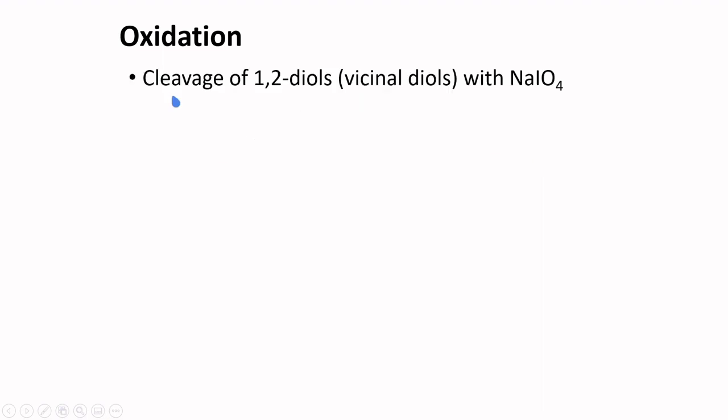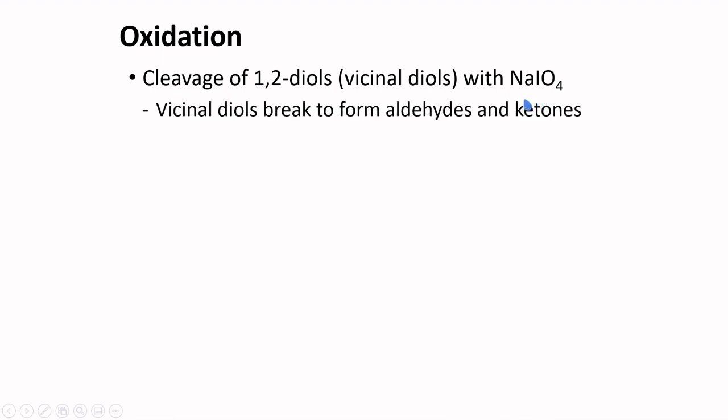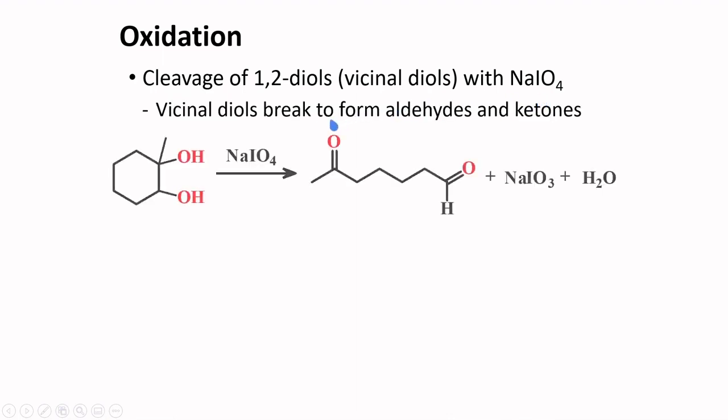The first example of oxidation of alcohols is the cleavage of 1,2-diols or vicinal diols with sodium periodate. The vicinal diols break to form aldehydes and ketones. For example, is this compound. I numbered its carbon here to guide you in identifying the cleavage points of this reaction.